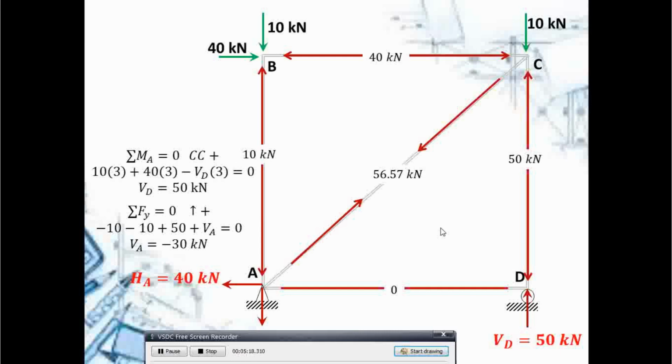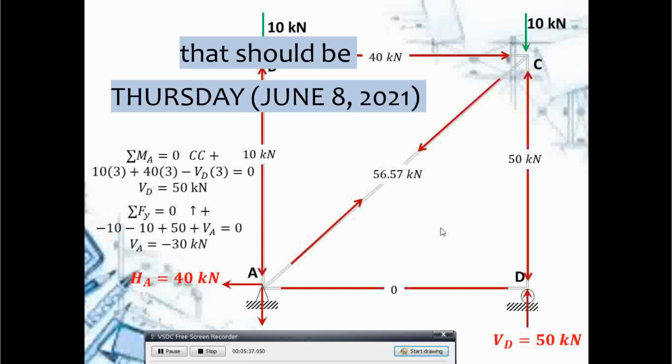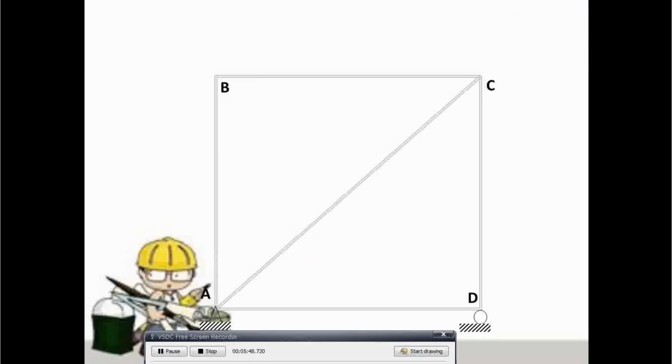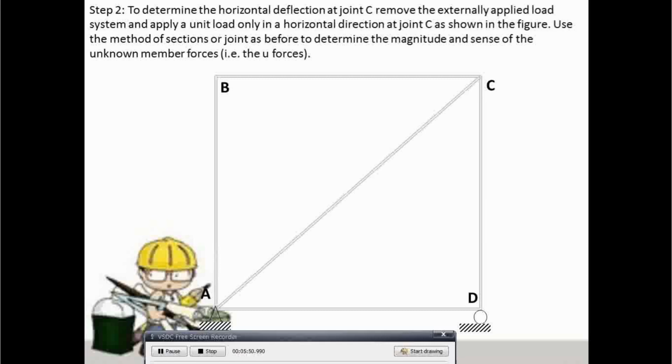After you have solved that, submit a picture or a scanned copy of whatever you have written. Submit those papers via your Google Classroom account on or before next week. That is Wednesday. Okay? Now, after na nakuha nyo yung mga forces for each member, we proceed now to step 2.